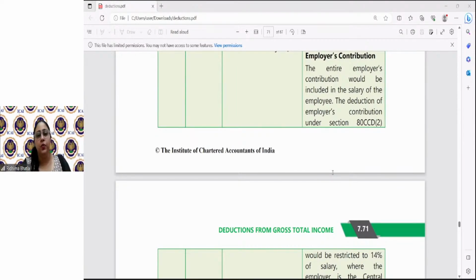Very good. So now we will proceed with our new topic, the next section, which is 80DD. Let's proceed.